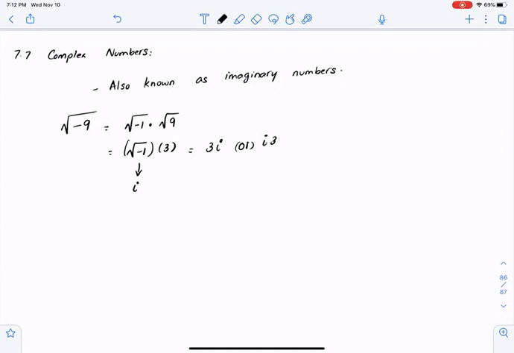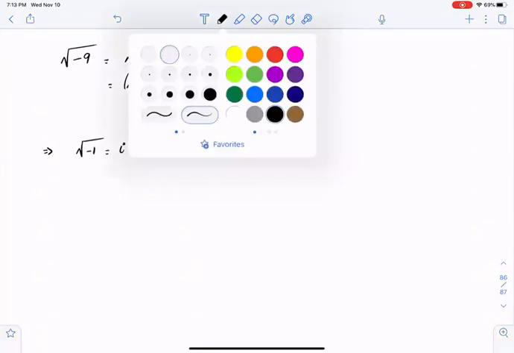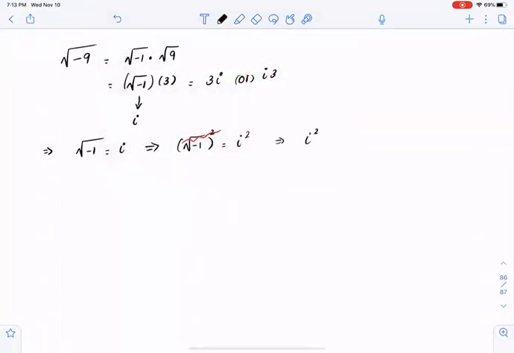It doesn't matter. So the letter i refers to a complex number. Anytime you see i in an expression, that would make the expression complex. So the square root of -1 is i, which would simply mean if I square both sides, the square root of -1 would be equal to i squared. The root and the square will get cancelled. So i squared would be equal to -1.